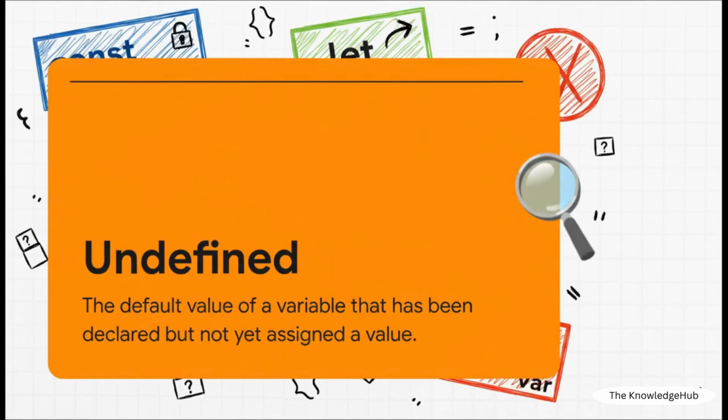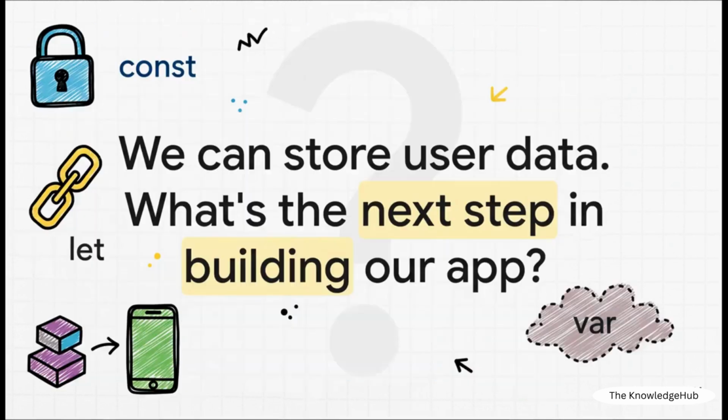All right, just one last little piece of the puzzle. What happens if you declare a variable with let, but you don't actually give it a value right away? Well, JavaScript is pretty smart about this. It automatically gives it a special value, undefined. It's really just the program's way of saying, yep, I see this container, I've created it for you, but there's nothing inside it yet.